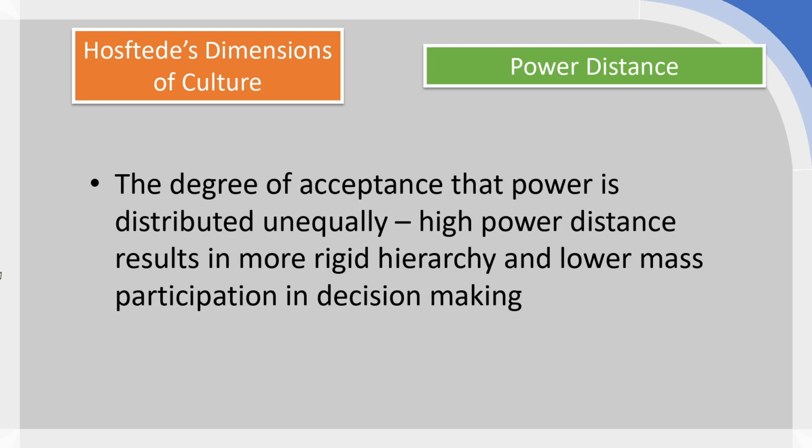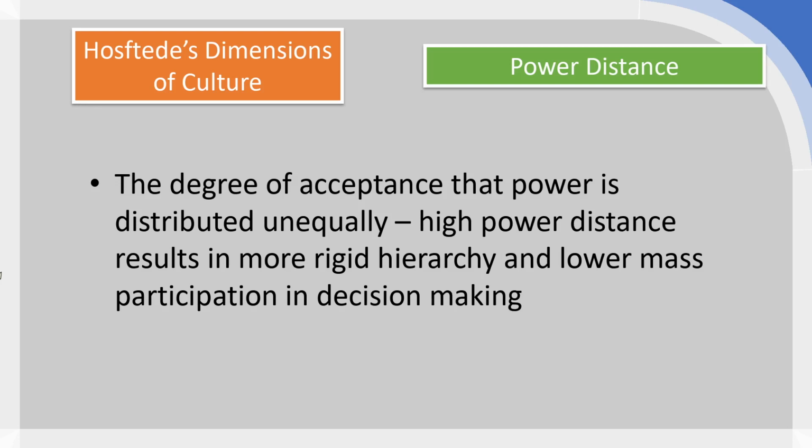By contrast, if you look at a society like Switzerland, where there is much lower power distance, there's far less rigid hierarchy, and probably most importantly, there is far greater mass participation in decision making. So the distance between the actual power bases and decision makers within society and ordinary people within that society is far lower in Switzerland than it is in Russia. So we would give Switzerland a rating of low power distance within Hofstede's model.